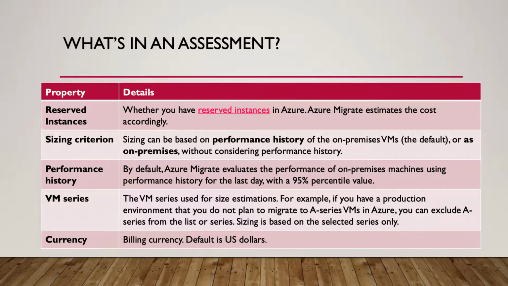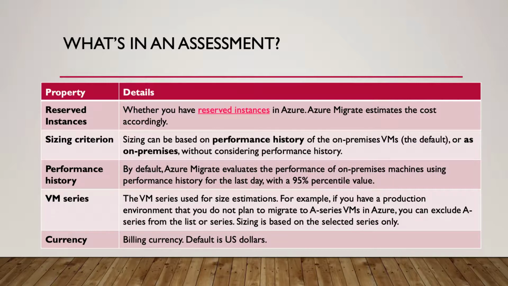Next is sizing criterion. Sizing can be based on performance history of the on-premises VMs, which is the default, or as on-premises without considering the performance history. When we talk about performance history, remember that we're talking about a day of performance, basically the last day. This doesn't need you to think about a long history of this VM working. If your VM has been working for the last 24 hours, then you have a performance history and you can use it for the evaluation of the sizing.